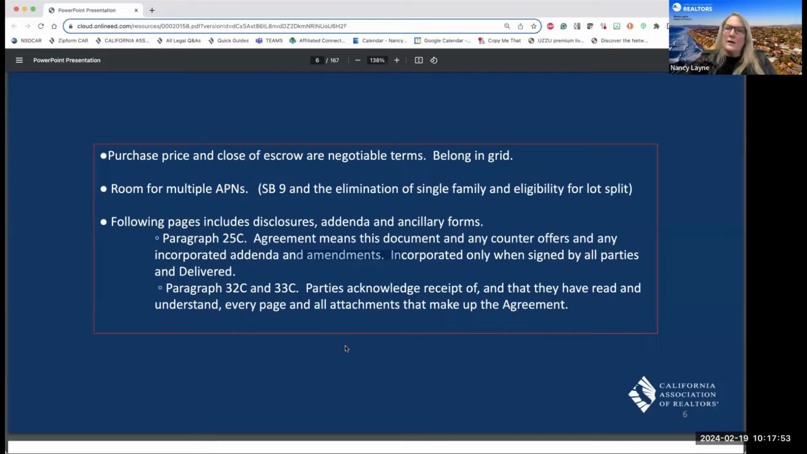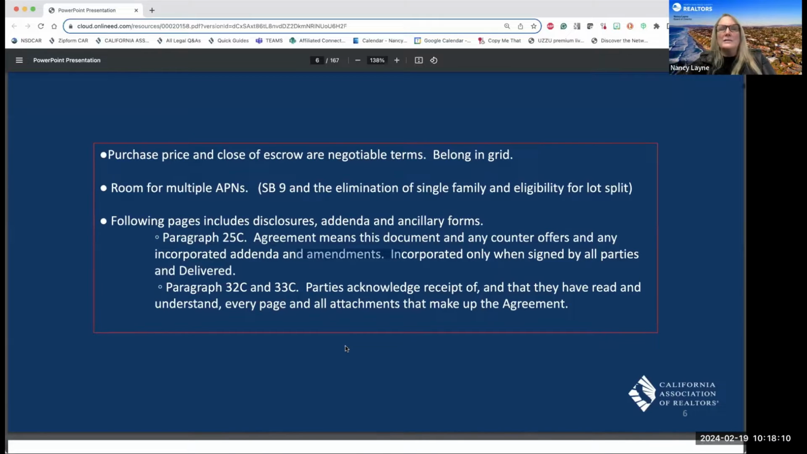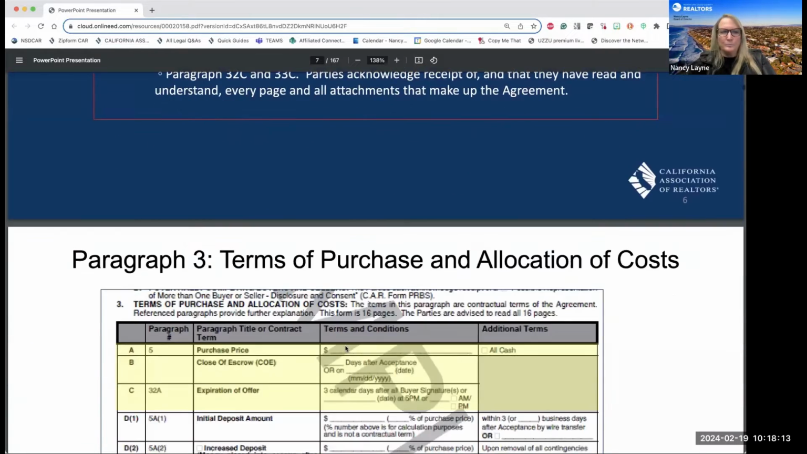So a lot of the problems that we have, and I've done hearings and mediations for around 20 years, a lot of those problems are, my agent didn't tell me, my agent didn't explain, I didn't know what I was signing. So again, make sure you go through this contract and explain to them what those paragraphs mean.